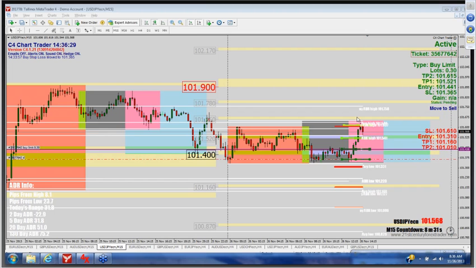Now, of course, once news occurs, and we don't have any news for the rest of the day, we're going to expect some directionality after that. Then we might look at a different type of trade. But I typically like to keep my stop losses really tight.